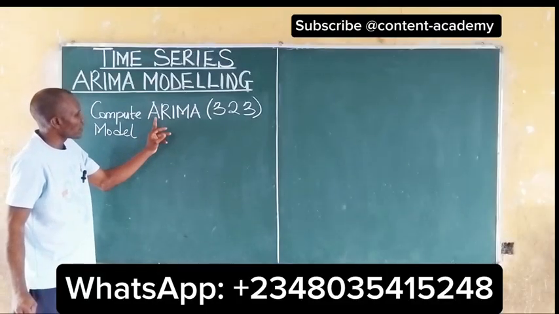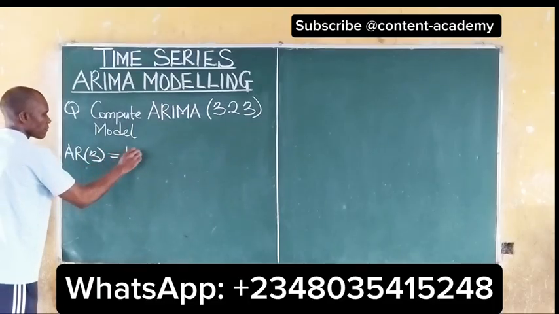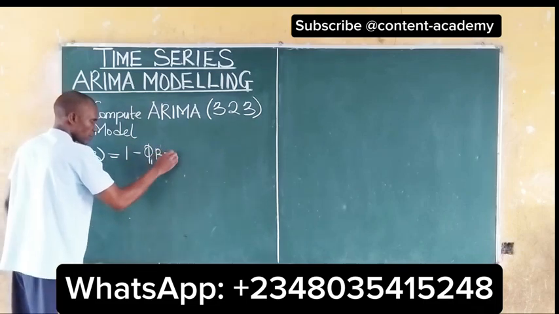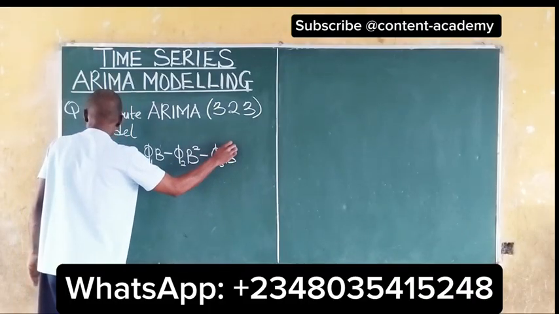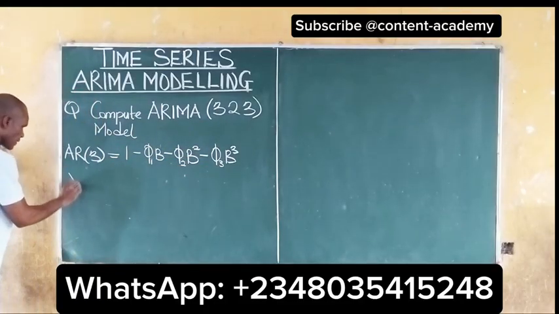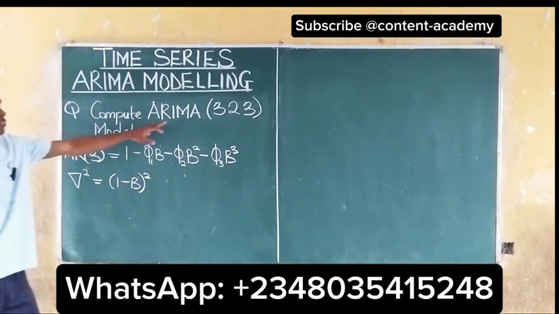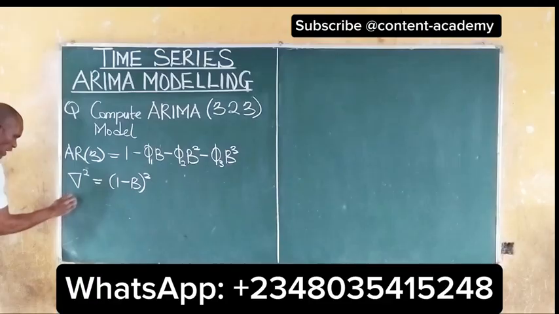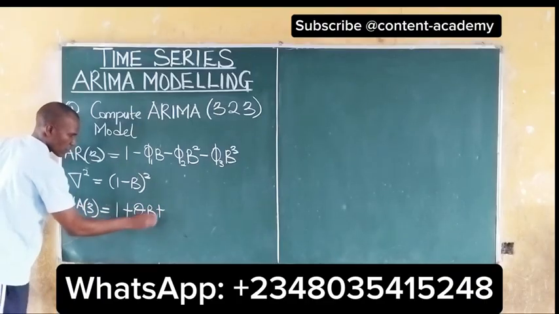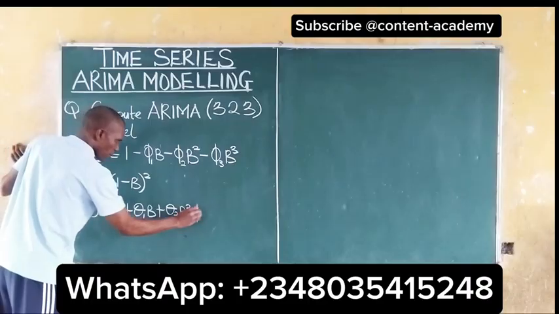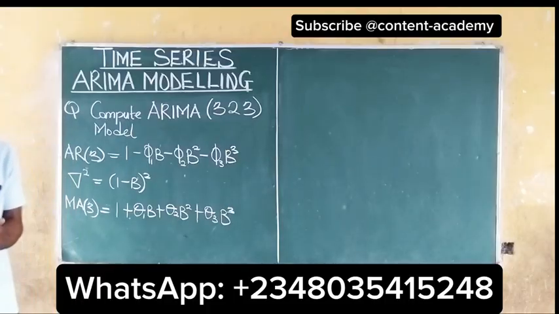Now, we write the autoregressive part of order 3, which gives us 1 minus phi 1 B, minus phi 2 B squared, minus phi 3 B cubed. The differencing part, since we have 2 here, will be 1 minus B raised to the power of 2. And the moving average part is of order 3 again, which is 1 plus theta 1 B plus theta 2 B squared plus theta 3 B cubed. Now we should recall what we have as our model for the ARIMA.